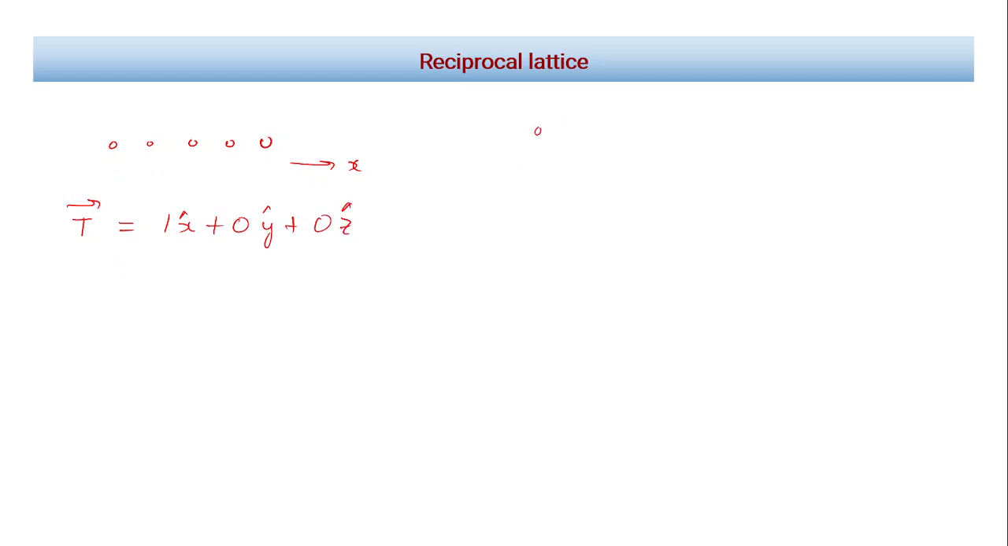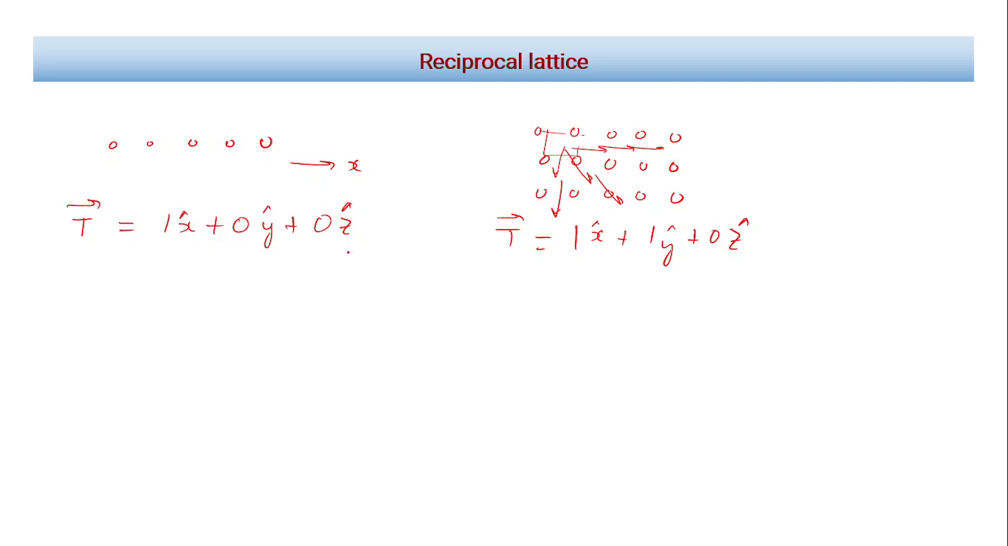If I have a pattern like this, then either I can generate this whole thing by moving in the x direction, or moving in the y direction, or moving diagonally. Means 1 x cap and 1 y cap and 0 z cap. This will be the translation vector here. So if this unit cell repeats in this diagonal direction, it will repeat the whole lattice. So this is the translation vector that we define in real space.